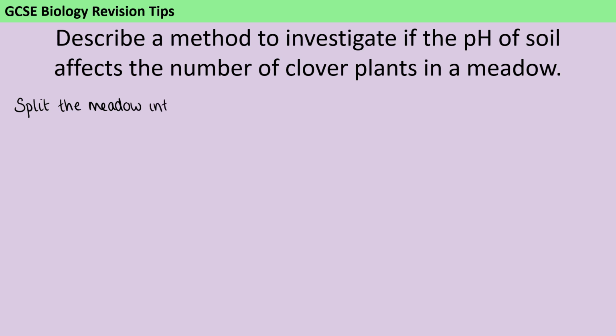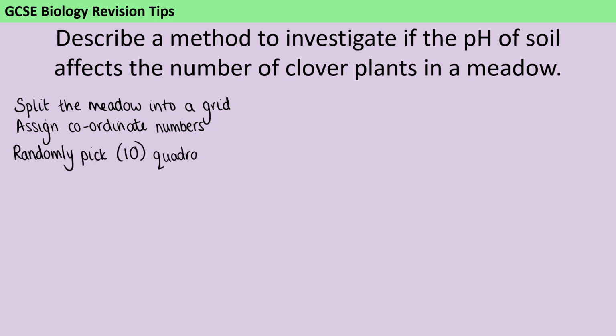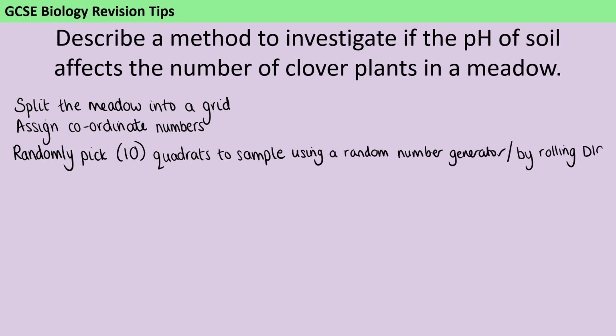So what we're going to do is split the meadow up into a grid and then assign coordinate numbers to that grid. So we could have 1 to 10 along the bottom and 1 to 10 up the side. And then either use a random number generator, or you could use a D10, so that's a dice that has 10 sides to it, to give us those coordinates and therefore say, okay, we're going to assess quadrat number 12 and quadrat number 27 and quadrat number 78, or whatever it is.